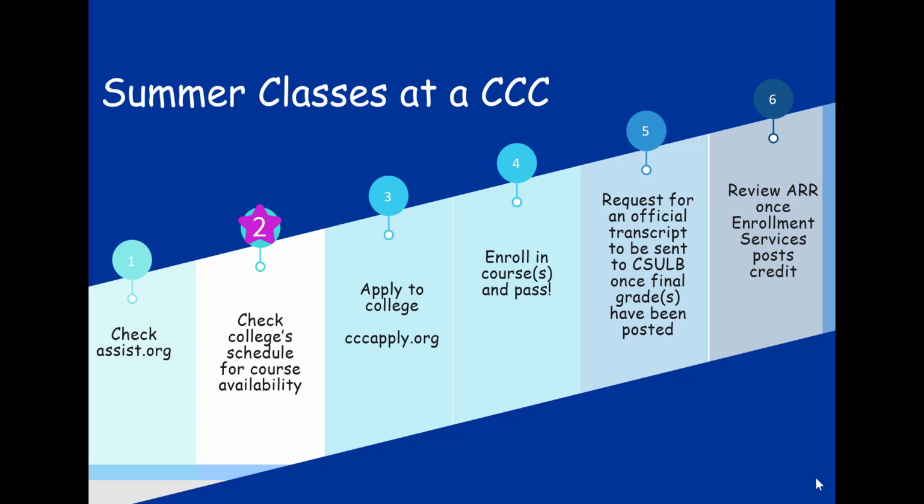Once you have verified the classes being offered, you would then apply to the college through cccapply.org or the individual college's webpage. After you've been admitted and received a registration date, you will then enroll in the class. Once your official grade has been posted, you will request for official transcripts to be sent to Cal State Long Beach. From there, Enrollment Services will process the transcript and have it posted to your records. This typically takes about 4 to 6 weeks, and Enrollment Services sends you confirmation emails throughout the process.